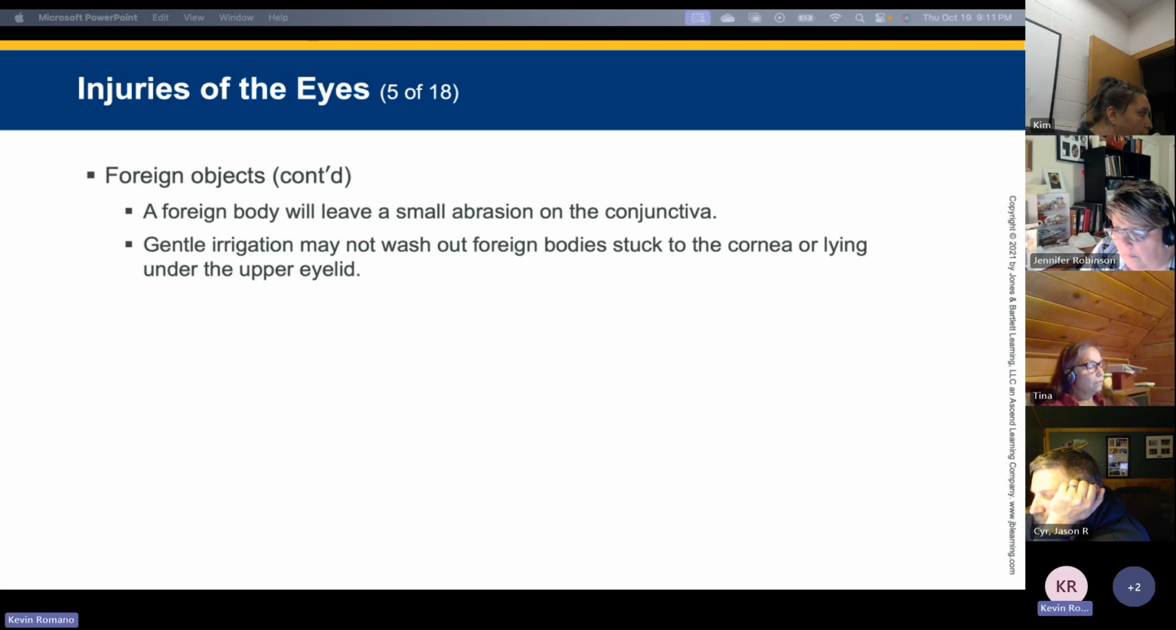So a foreign body will leave a small abrasion on the conjunctiva. Gentle irrigation usually will not wash out foreign bodies stuck to the cornea or lying under the eyelid. If you spot a foreign object, you may be able to remove it with a sterile, moist, cotton-tipped applicator, and in 28-1 you can see how to do that. Basically, it's almost like a Q-tip, but with a long wooden stick. You just put a little bit of water on the end of it and pull the eyelid down. You can kind of scoop it out, make it stick to it.